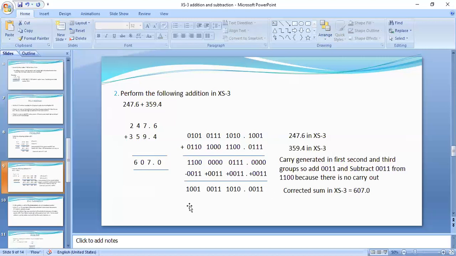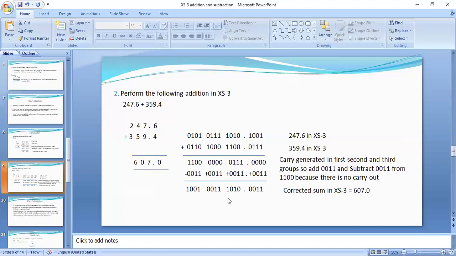So what is the result? The result will be in excess3. So what do we have to do? We have to write the equivalent decimal digit for the given excess3 number. For 1001, what is the equivalent decimal number? 6. So this one is 7.0.